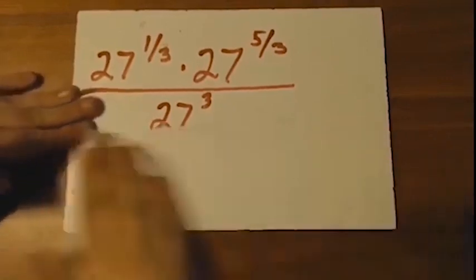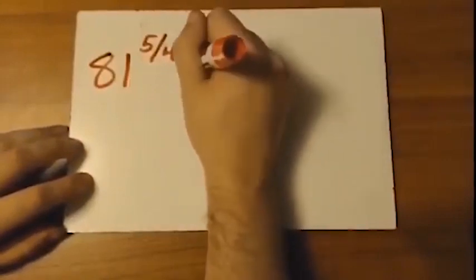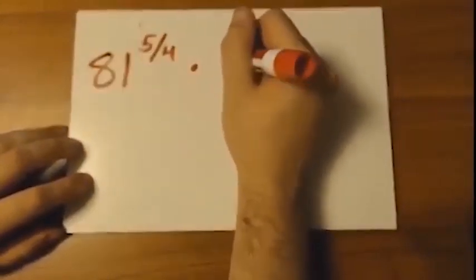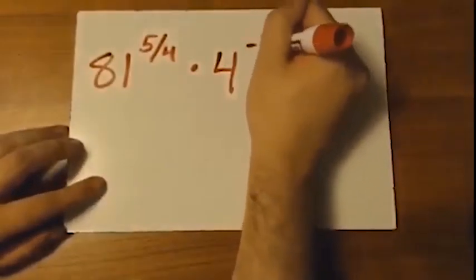Let's take a look at B. 81 to the 5/4 times 4 to the negative 3/2.